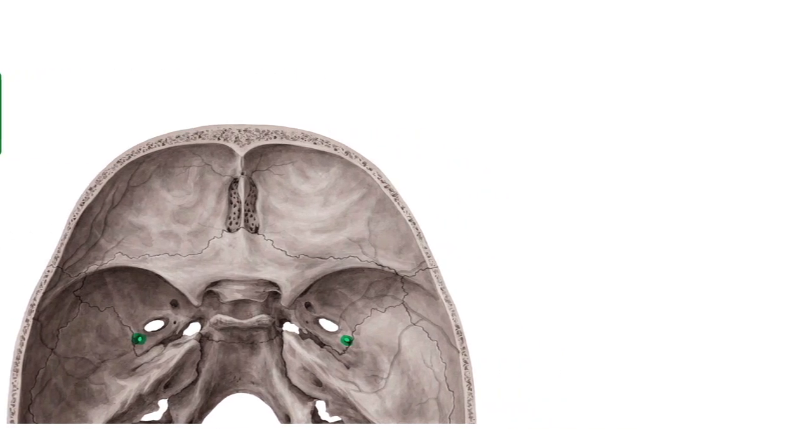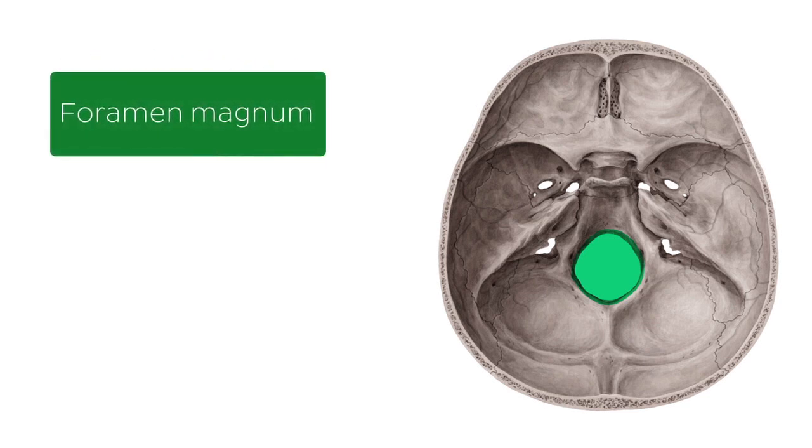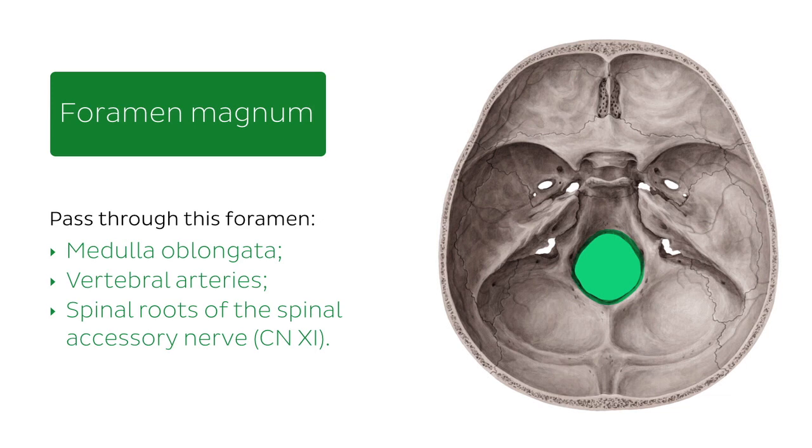The next foramen, this time not paired, and a large one I must say, is known as the foramen magnum. The foramen magnum is surrounded by the occipital bone. It is the largest foramen in the entire cranium. You can clearly see here, and even the name says it all, magnum, meaning great. And the structures passing through this foramen, there are several because this is quite large, include the medulla oblongata, the vertebral arteries, and the spinal roots of the spinal accessory nerve.